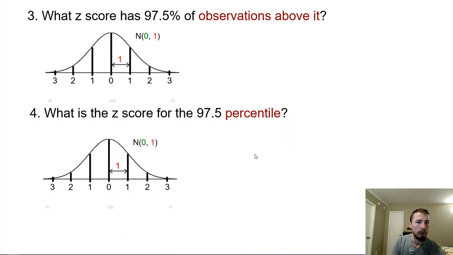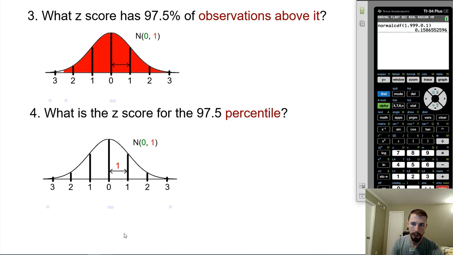So all right, let's look at another one. What z-score has 97.5% of the observations above it? So if the observations are above it, that would be this area here. So we want to know what z-score has 97.5% of it above it.